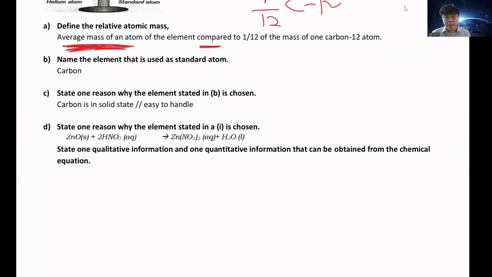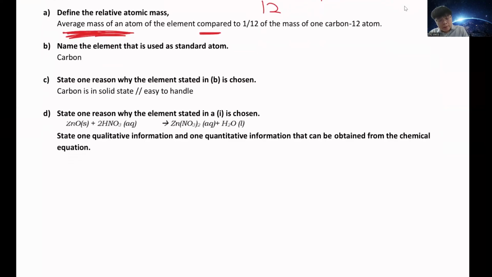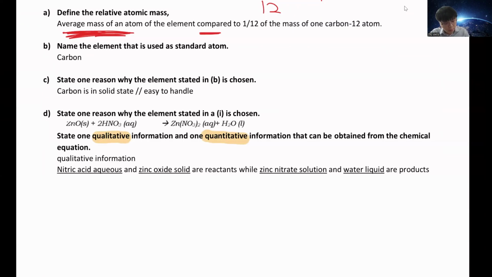Then they give you this equation. Okay, look at this equation. The same. They want the qualitative and quantitative. So in here, there are solid, liquid, gas. So you have to mention that nitric acid, aqueous nitric acid, reacts with zinc oxide, solid.